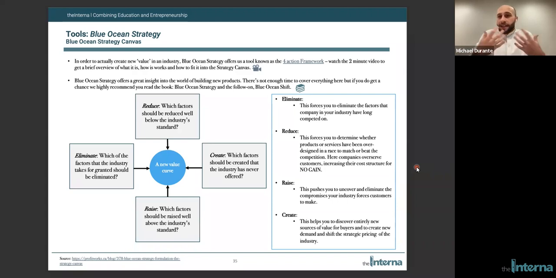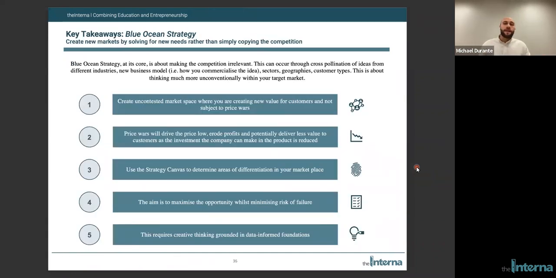But are you going to create something new, or are you going to raise that level of interaction that you can get between, say, a buyer and a seller within a particular marketplace? So that's a very, very whistle-stop tour of Blue Ocean strategy. But what we're really looking at understanding from this part of the course is that we're really trying to create some uncontested market space. This means that we're creating new value for customers, and therefore we're not subject to price wars.